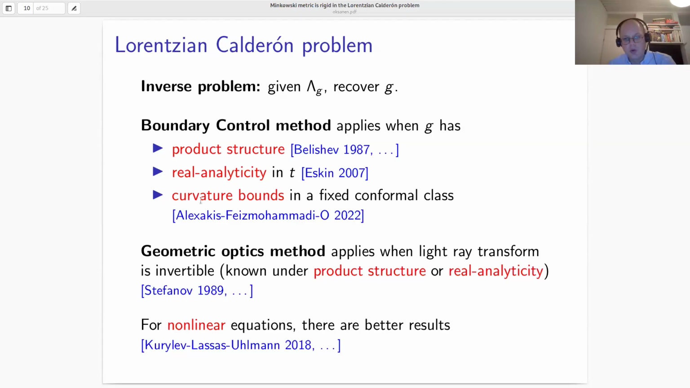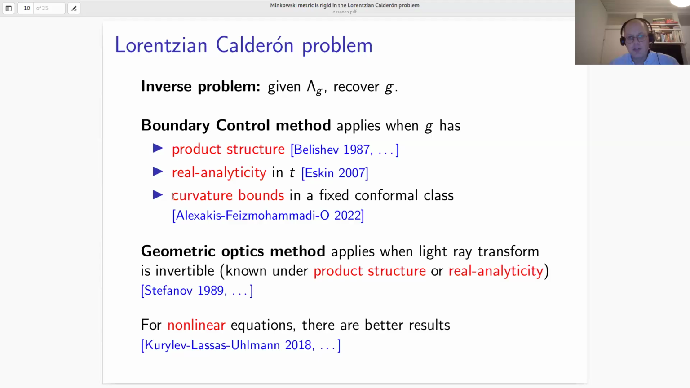And we can go also to some cases where there are no real analytic features if we assume certain curvature bounds, but then this result that we proved with Spiros Alexakis and Alif Faiz Mohammadi holds only in some fixed conformal class. So this is analogous to this result by Mikko and Günther and others that I mentioned earlier in relation to the Riemannian version of the problem.